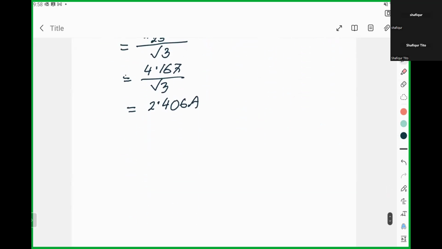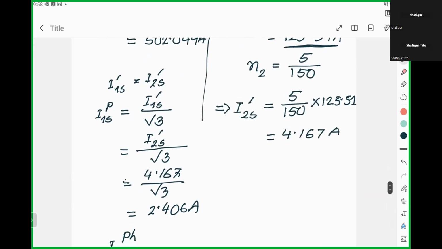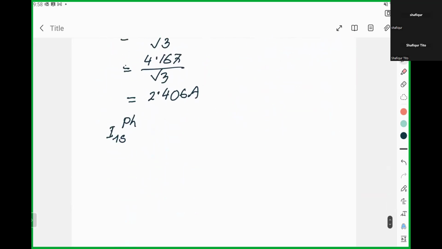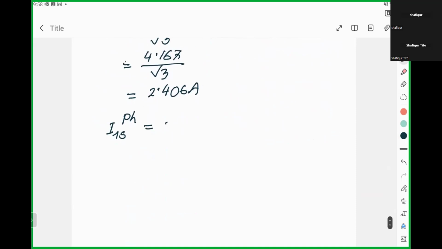Now, using this current, we can find out the turn ratio, and that will be given by I1S = N1 times the primary current. That's what I have written, I think. So that would be I1S equal to N1, this is the primary ratio, times the primary current, that is equal to 502.044.